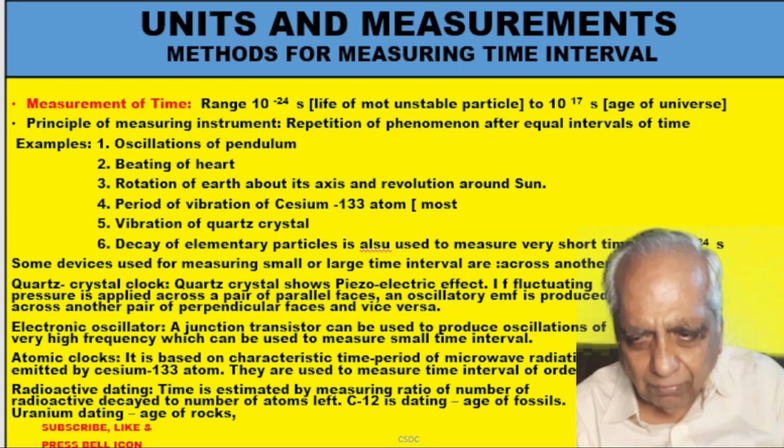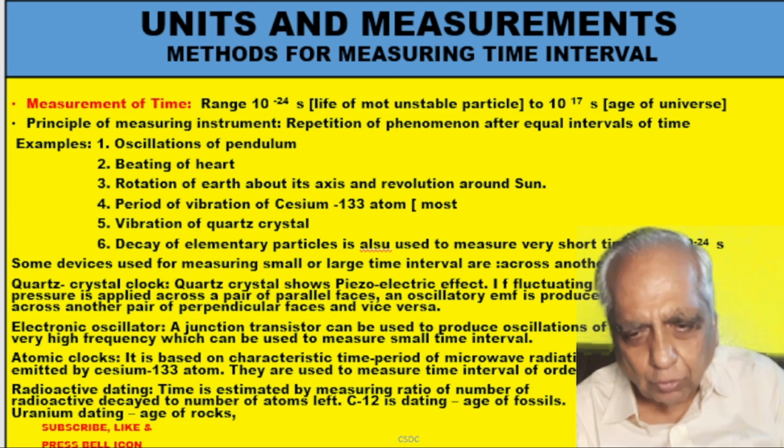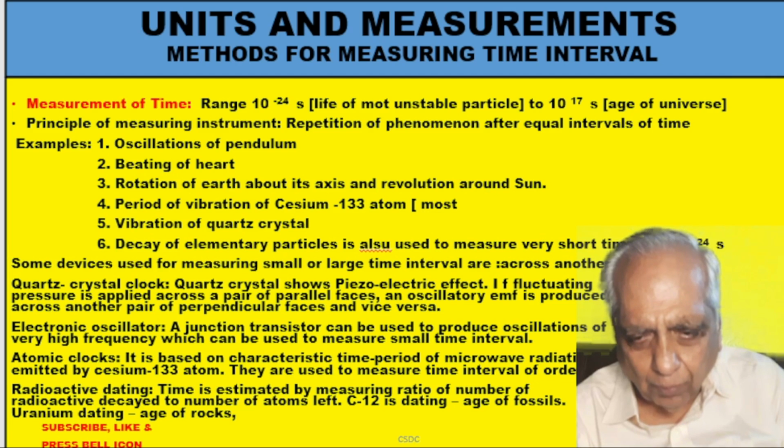Even for very short time intervals, there are particles which give radiation in 10 raised to minus 20 second, 10 raised to minus 16 second. So by counting the number of particles it has given, we come to know how much time it has taken. So these are the principles which we will be using for making our clocks for measuring time.